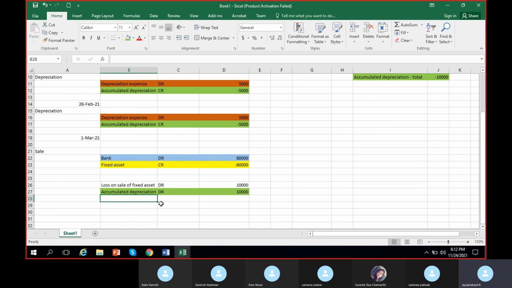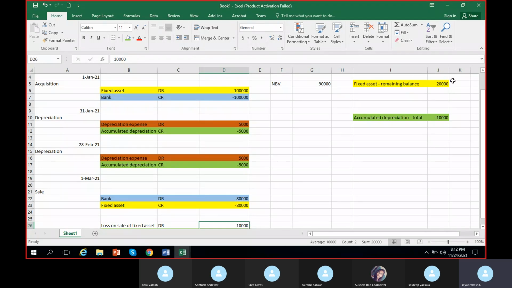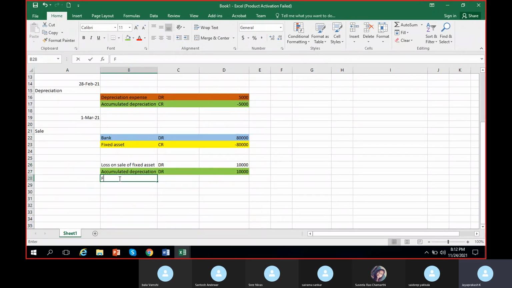So then you have two debits. There should be a credit for 20,000 for the two debits that you are doing. So what will be that 20,000 credit? Fixed asset account. Yes, the only account that was remaining here is the fixed asset account. So I'll show you this one as well. Fixed asset be credited with 20,000 of reverse balance. So this is how it is.